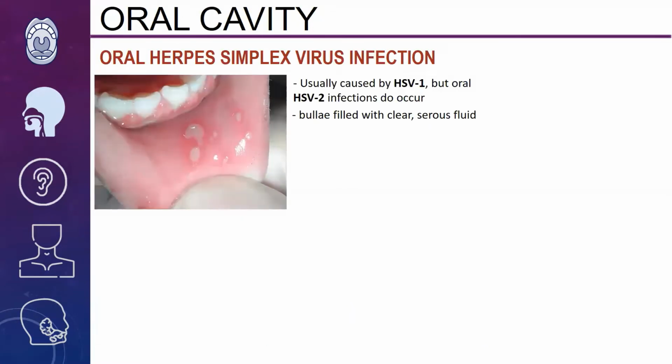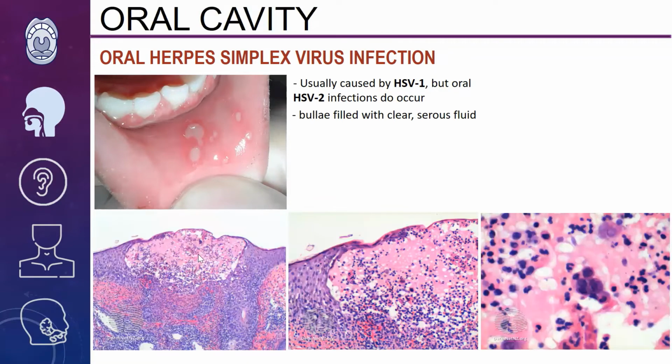Next is oral herpes, which usually presents as gingivostomatitis in children, pharyngitis in adults, and chronic mucocutaneous infection in immunocompromised individuals. Most orofacial herpetic infections are caused by HSV-1, but HSV-2 is seen in some cases. Herpes vesicles range in size from a few millimeters to large bullae filled with clear serous fluid. They rapidly rupture to become painful, red-rimmed, shallow ulcerations.